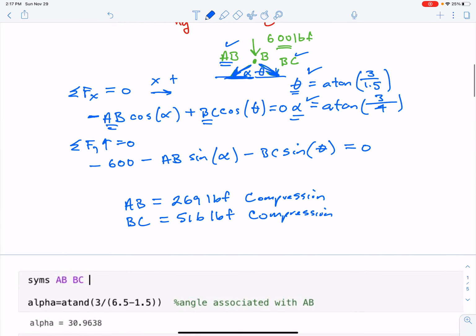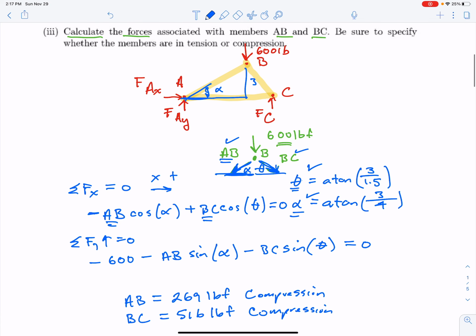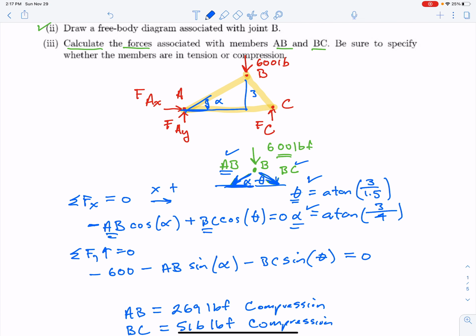And then when I'm taking an exam like this, I would go back and say, does that make sense? And I look at this and yes, if I push this 600-pound force down, I would expect those 2 members, BC and AB, to be in compression. And so I'm feeling good about the math and how it worked out on this problem.